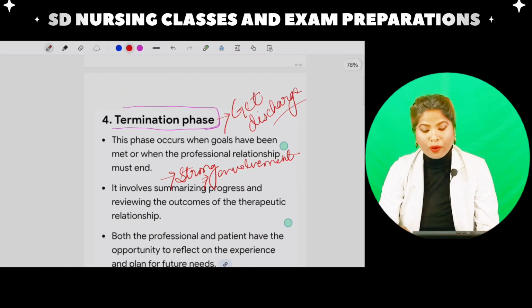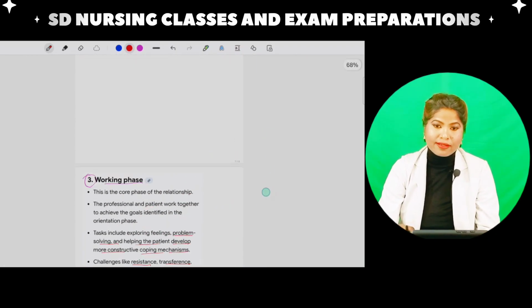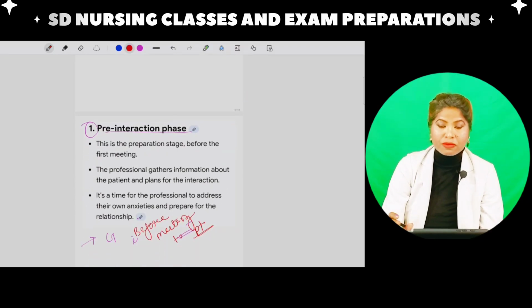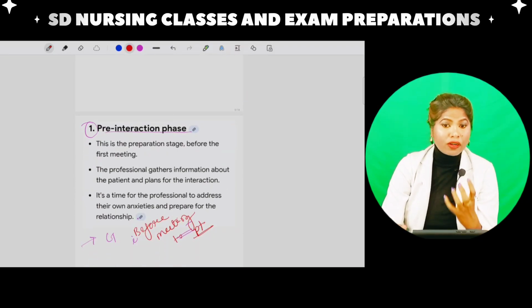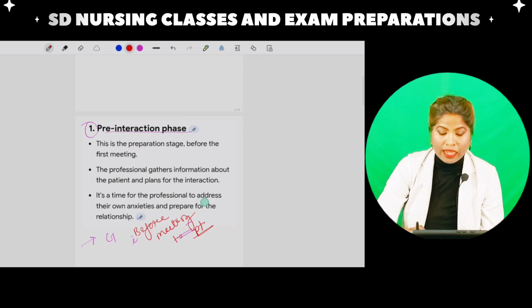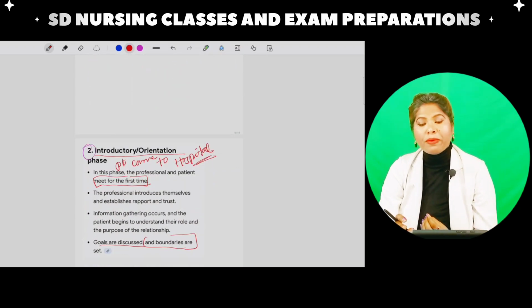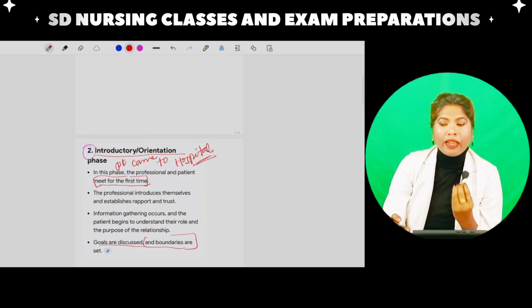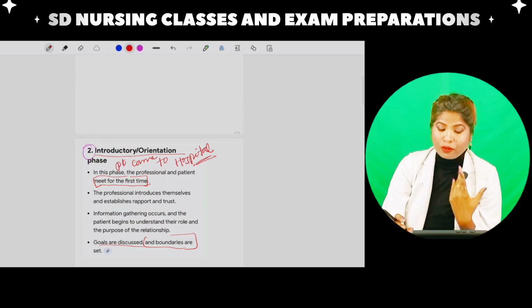So these all are what? These are the 4 phases in therapeutic communication. First one is the pre-introduction, means before meeting the patient, what all information we can gather about the patient. And second is what? When we meet the patient, we introduce ourselves, and we tell him all the goals and his treatment plan.